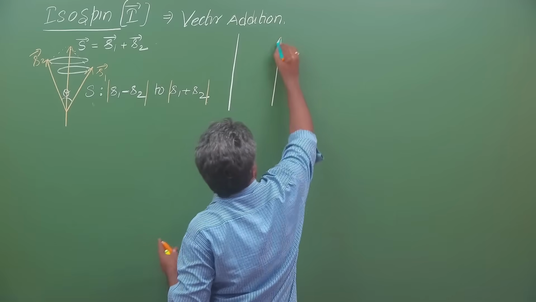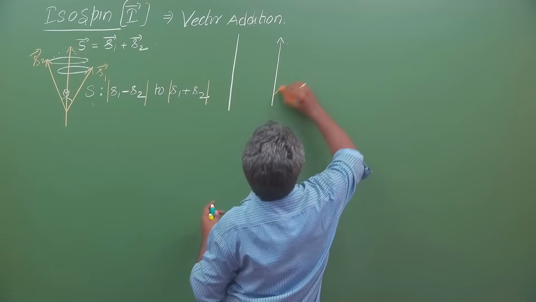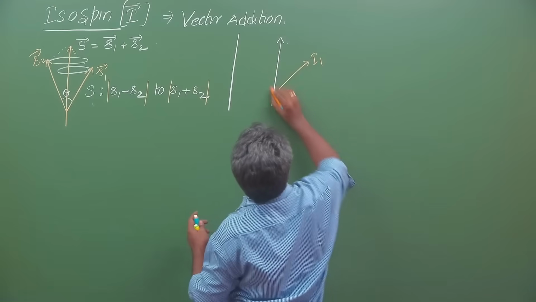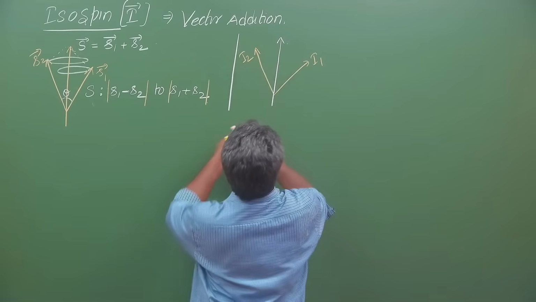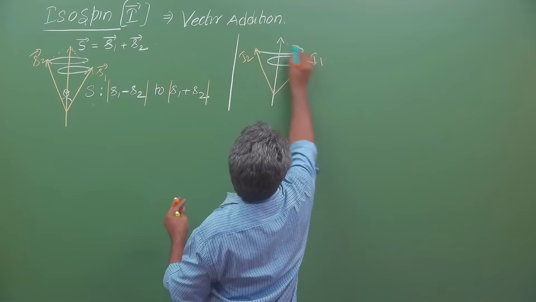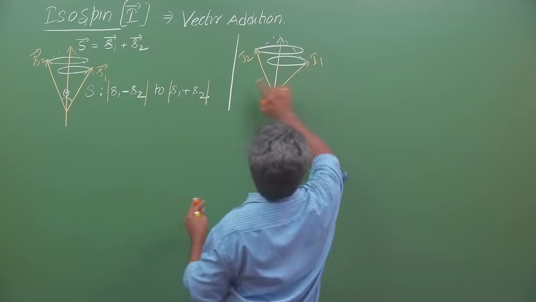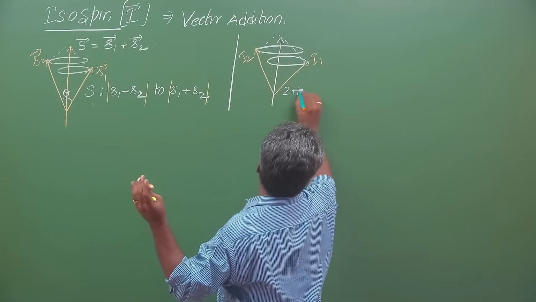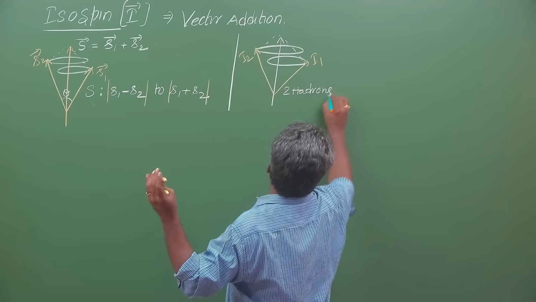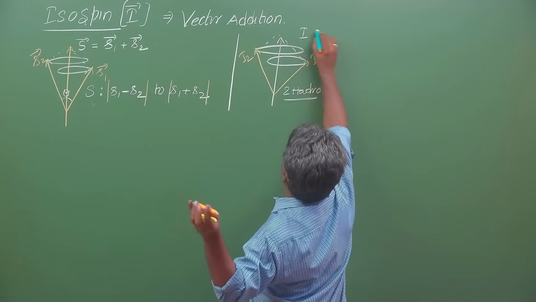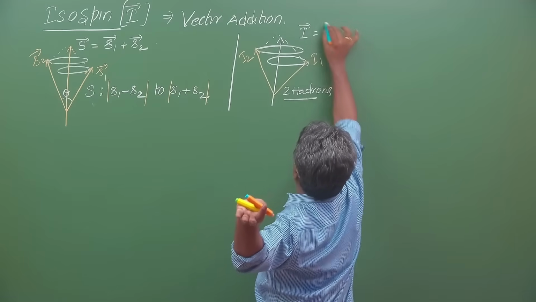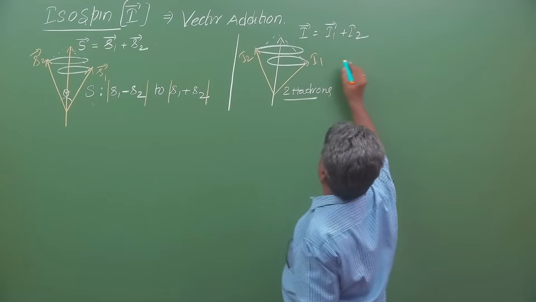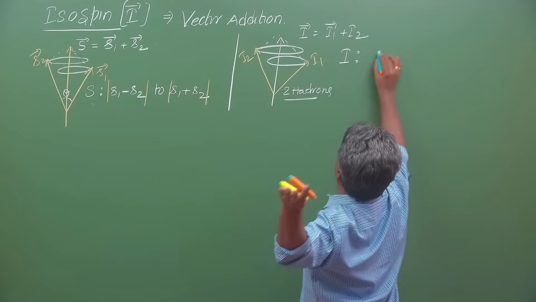This is my reference axis. I have two particles here with I1 and this is my I2, and these are interacting with each other, two particles, two hadrons. Then could you please tell me what the resultant I bar is equal to? Could you please tell me what the I values are then?